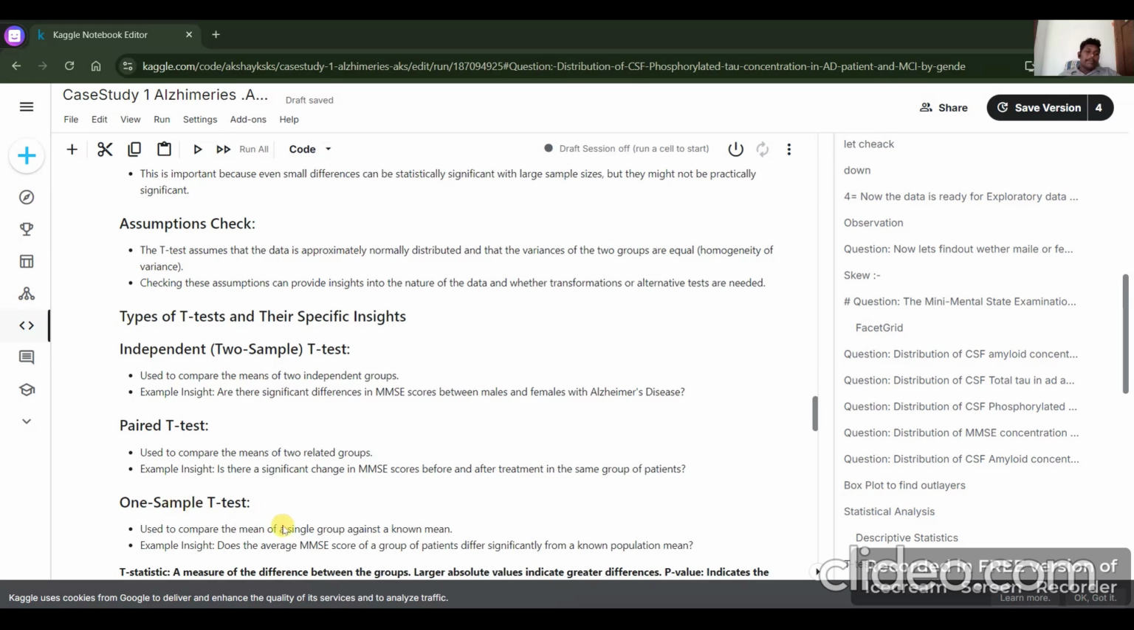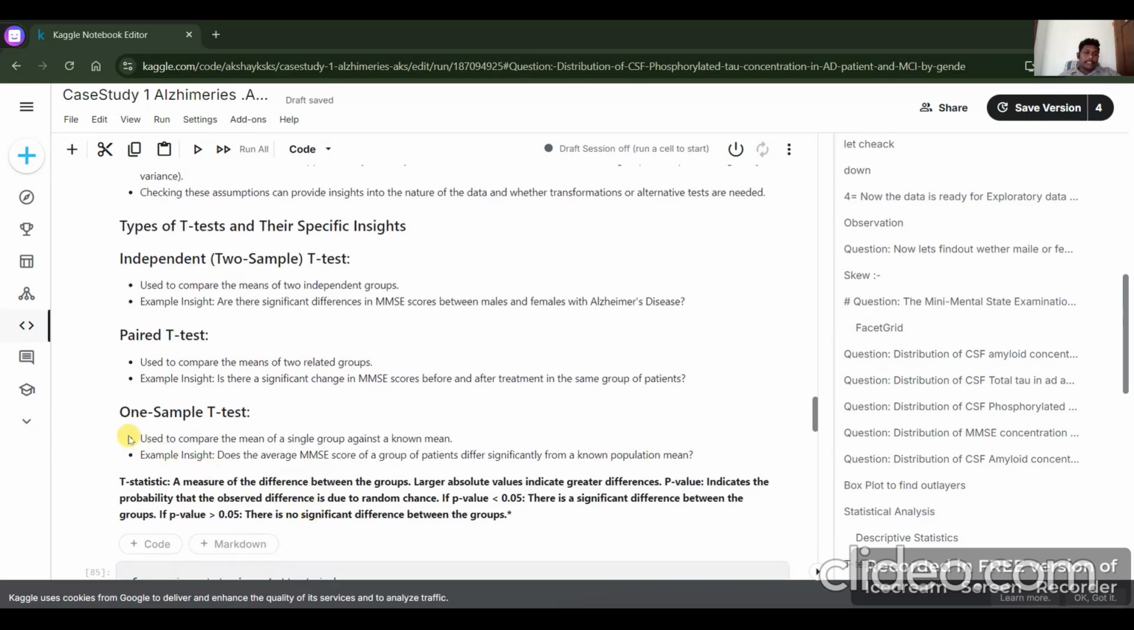Next, the one-sample t-test. What is a one-sample t-test? Used to compare the mean of a single group against a known mean. Example: does the average MMSE score of a group of patients differ significantly from a known population mean?